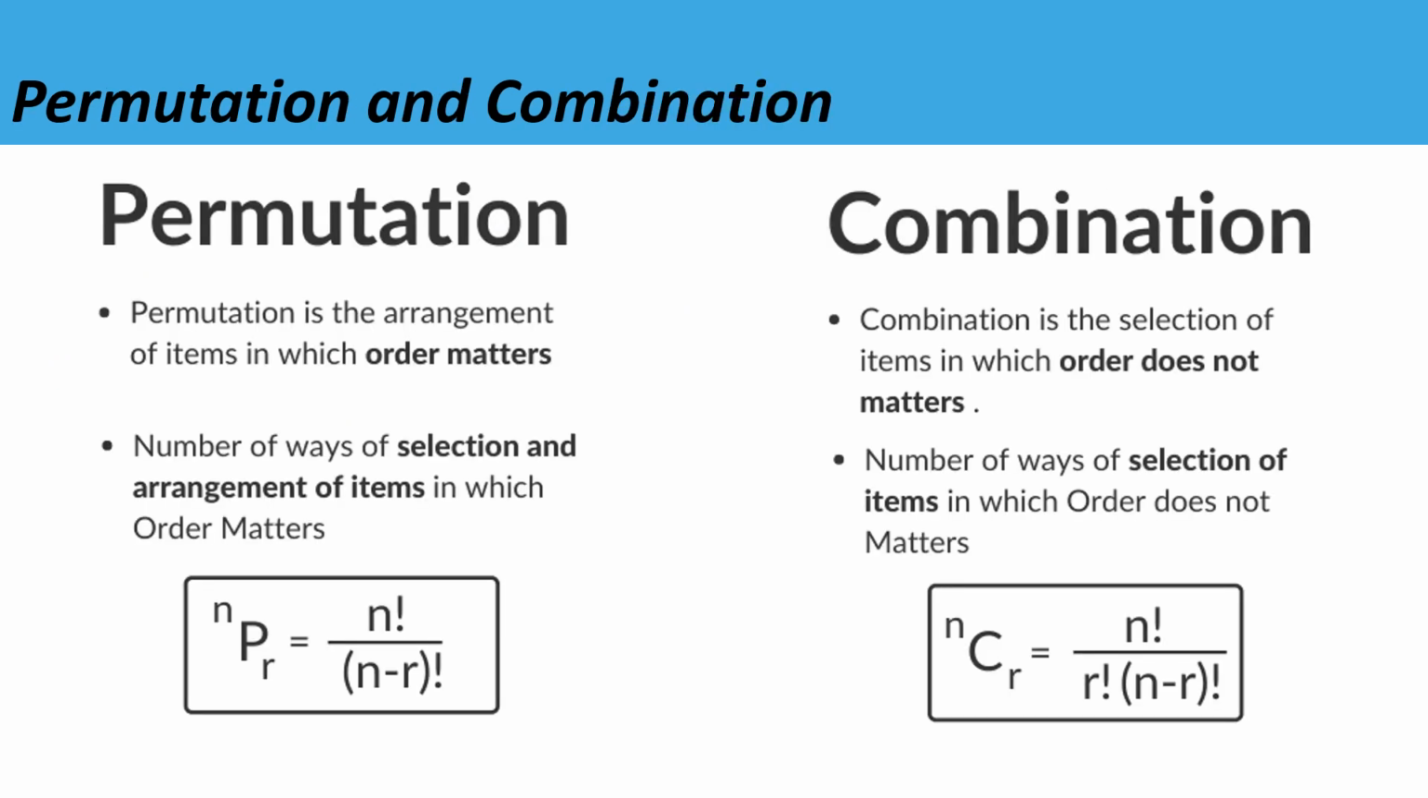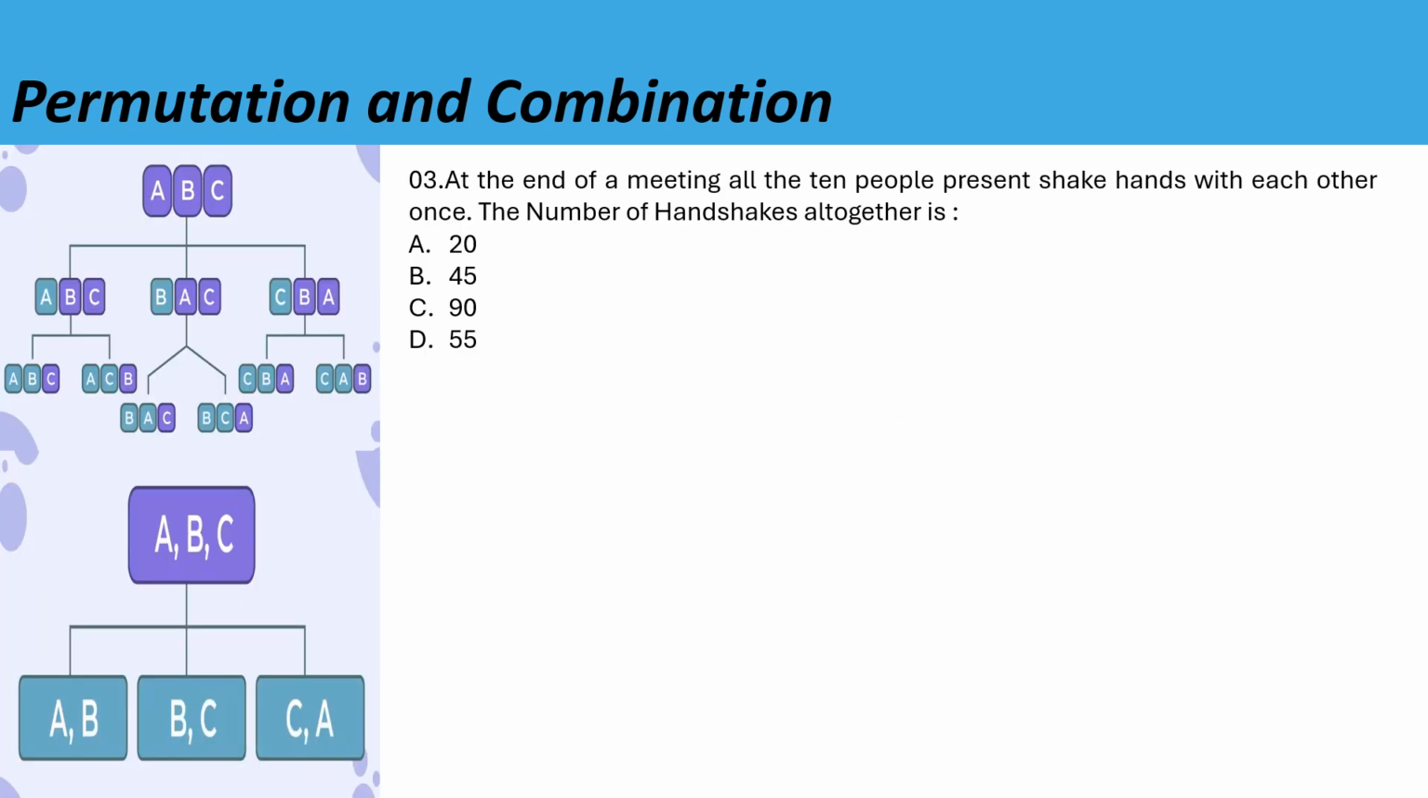Now we have permutation and combination. Permutation is the arrangement of items in which the order matters, and combination is the selection of items in which order does not matter. These are the two important formulas that you have to remember. These are the permutation and combination.